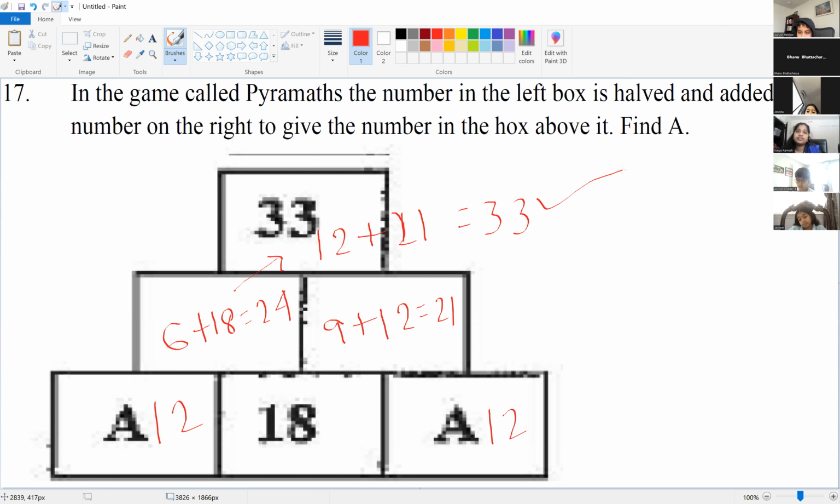Okay, so you can do algebra like the one Chinmay did, or you can just understand that you have to halve it 2 times. So start with a multiple of 4. Okay.